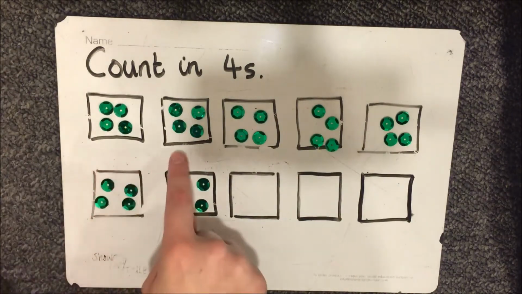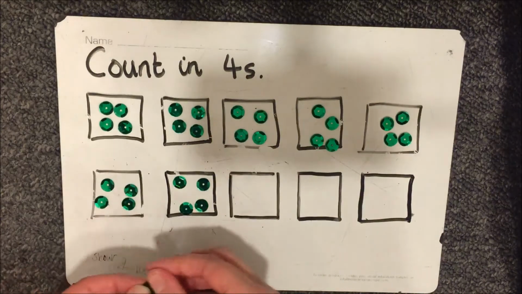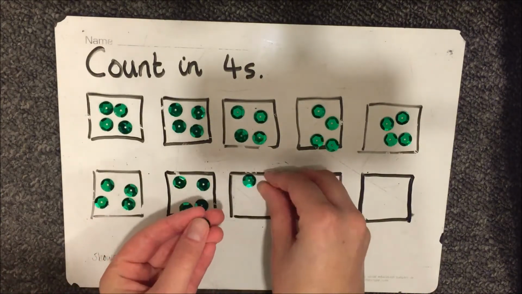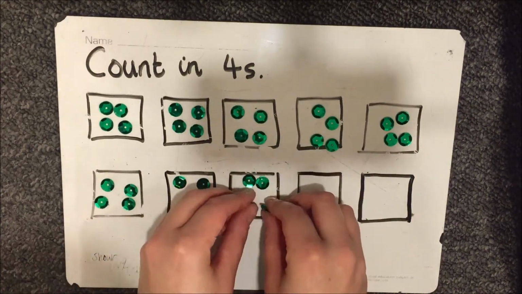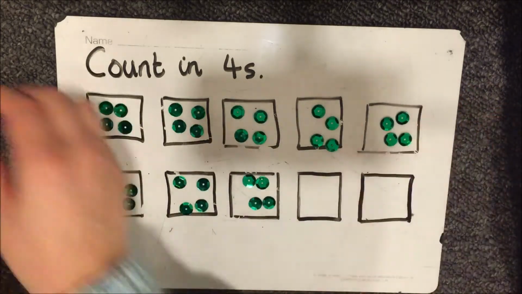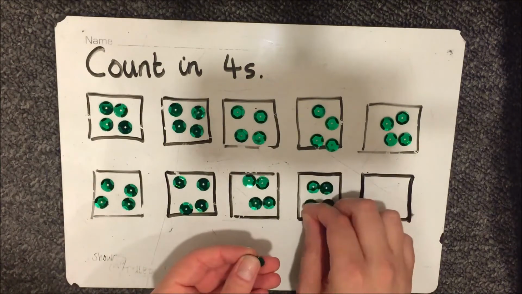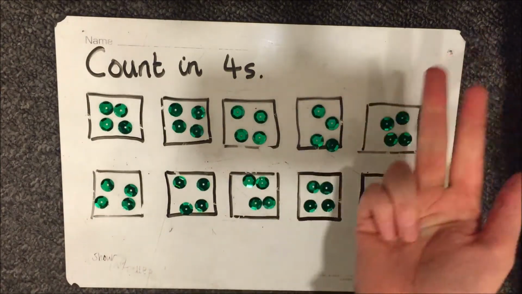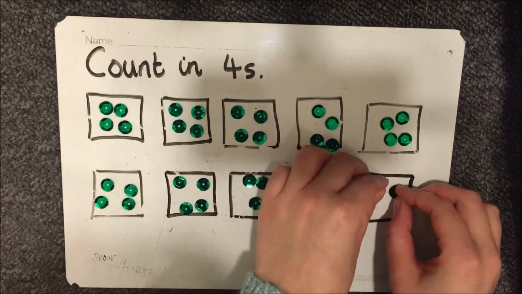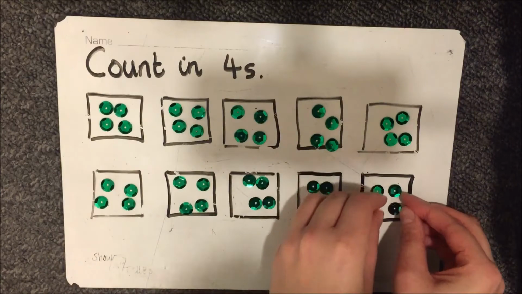So we've got 4, 8, 12, 16, 20, 24, 28, 32. Remember each time after 32, 33, 34, 35, 36. We're just adding on another 4. After 36, 37, 38, 39, 40. Fantastic. Do you remember our pattern from yesterday?